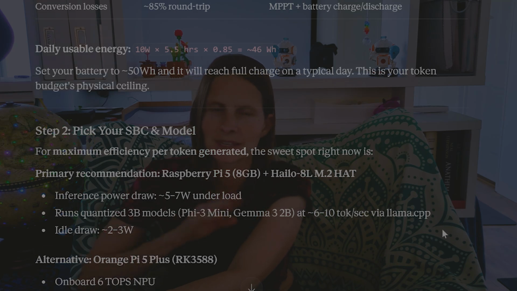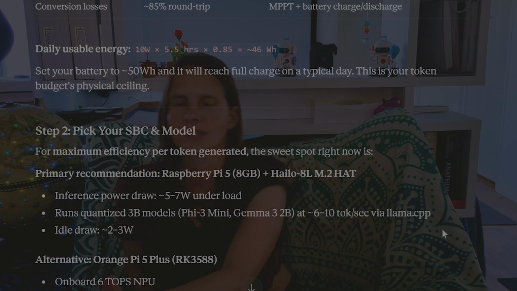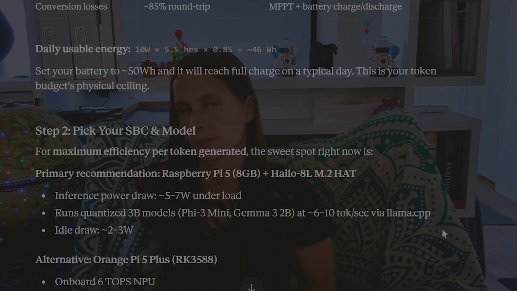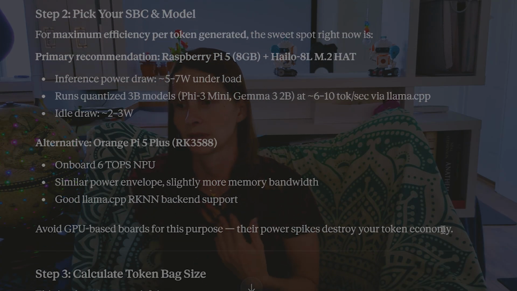Now, some things that Claude doesn't know. I'm actually working on building my own one of those. So probably neither of those options will be chosen. I'll be picking my own one. However, it is good. It says avoid GPU-based boards. Their power spikes destroy your token economy. And step 3, it's got calculate token bag size. This is where it gets satisfying. I would agree with that assessment.